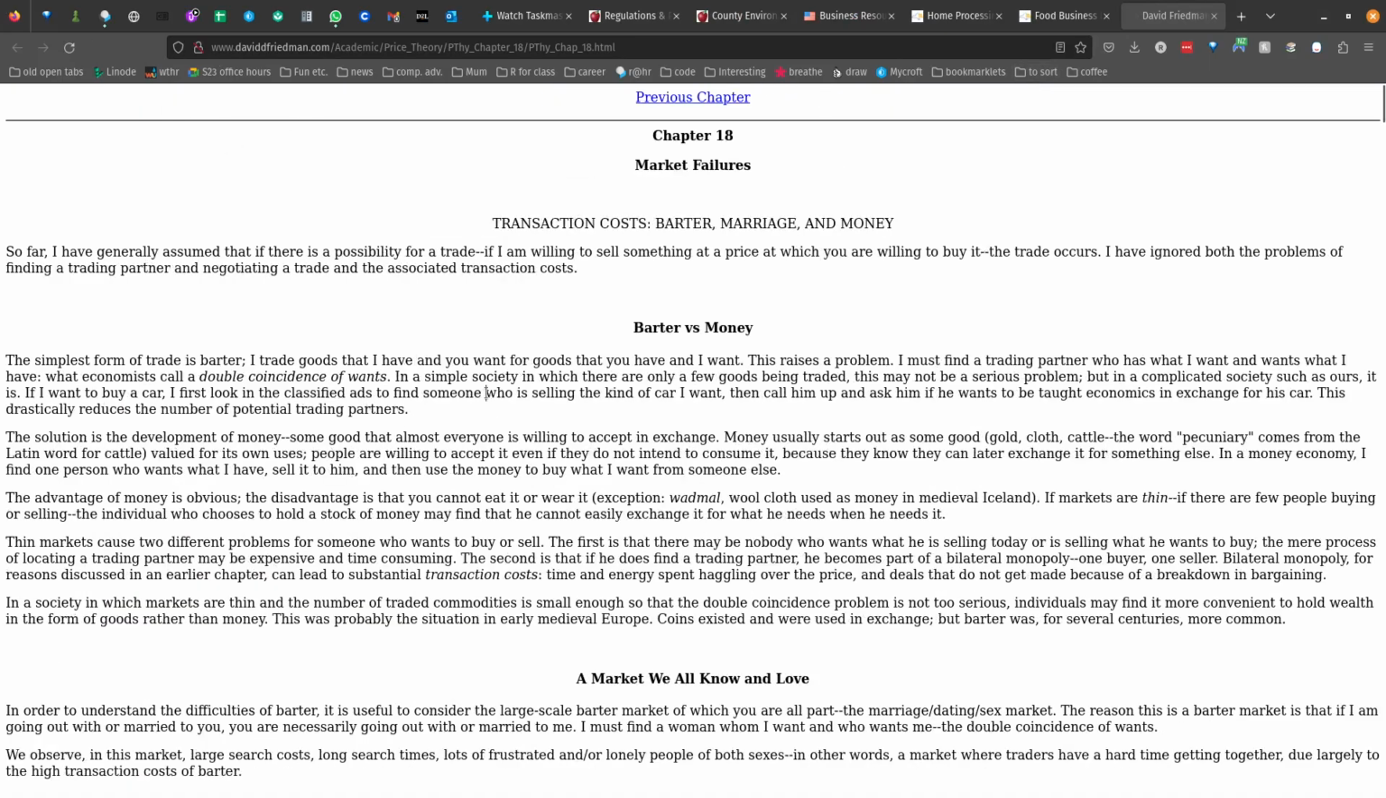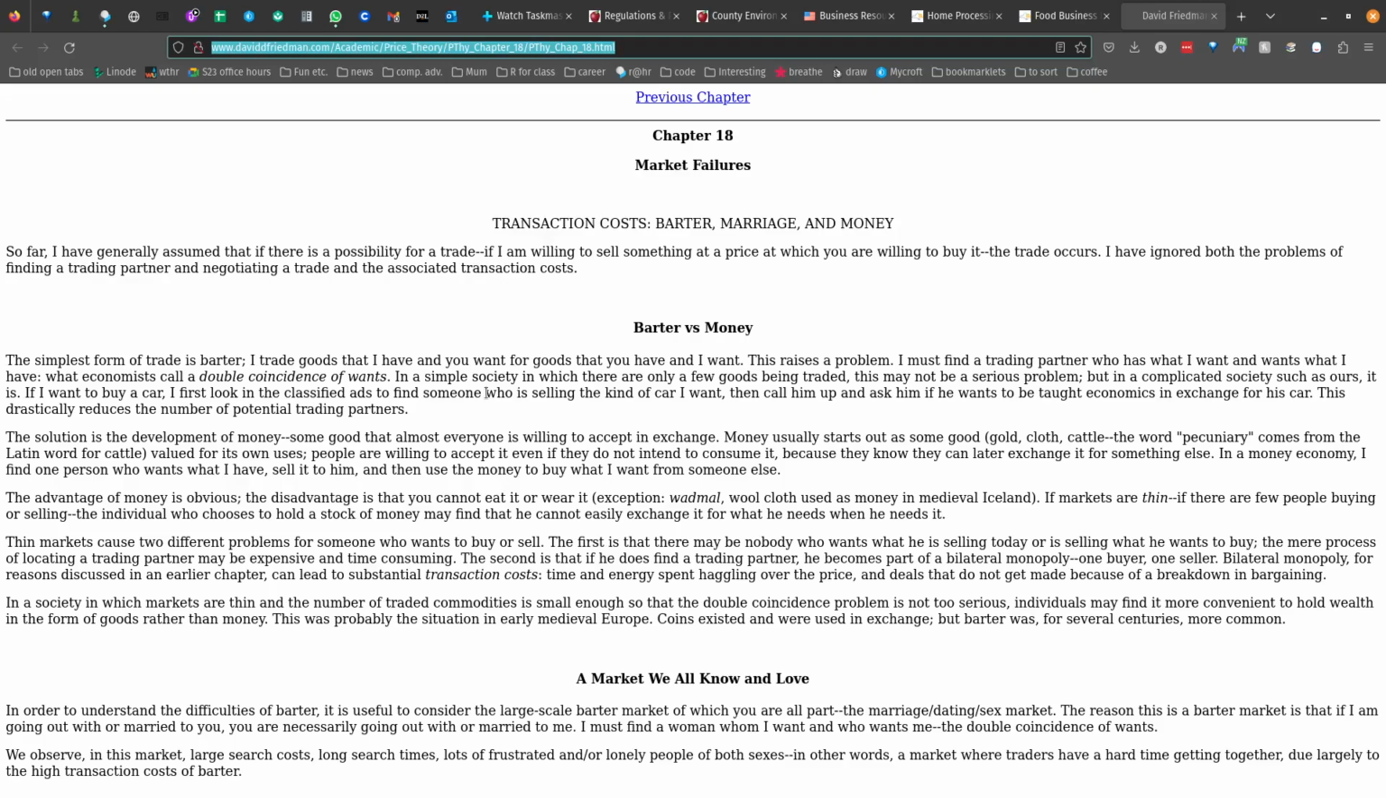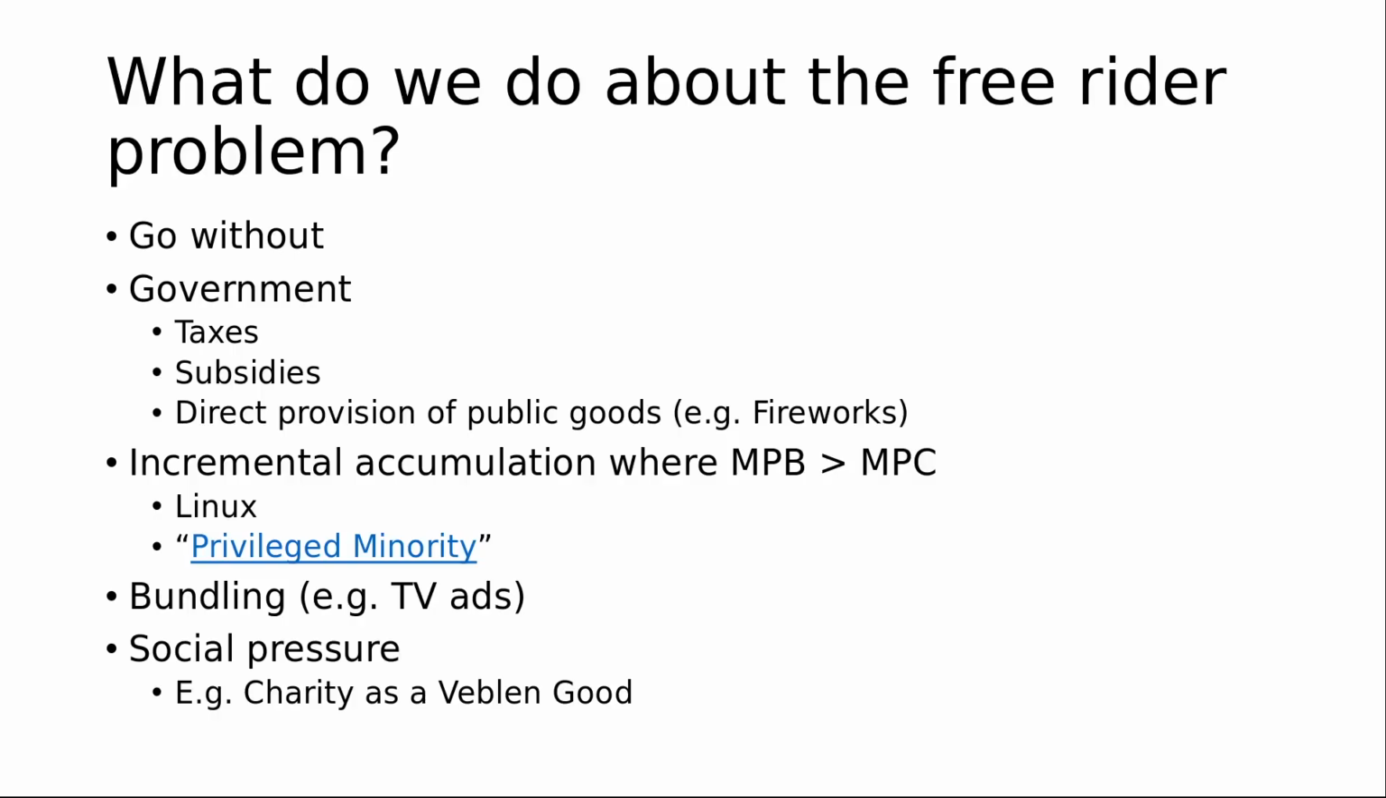David Friedman's idea of a privileged minority. David Friedman, very interesting thinker. He's got his price theory textbook available for $0 on his website. Definitely recommend checking that out over the summer. And his idea here is that even though you might have a public good, there might be a small group within society who is in the position where their private benefits are high enough that they are willing to take on the cost of providing a public good.